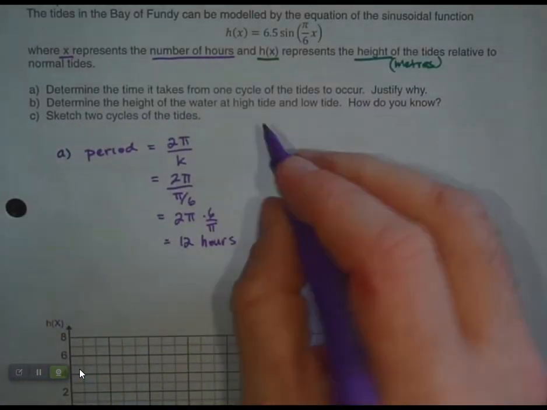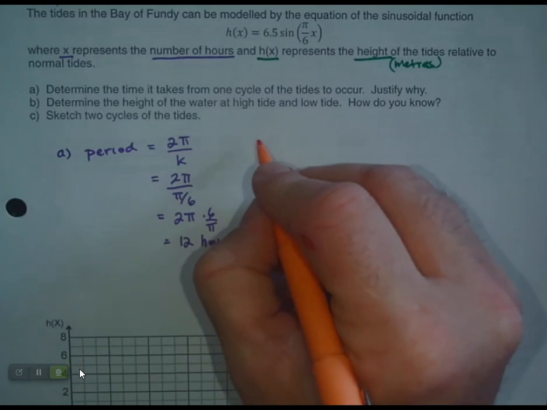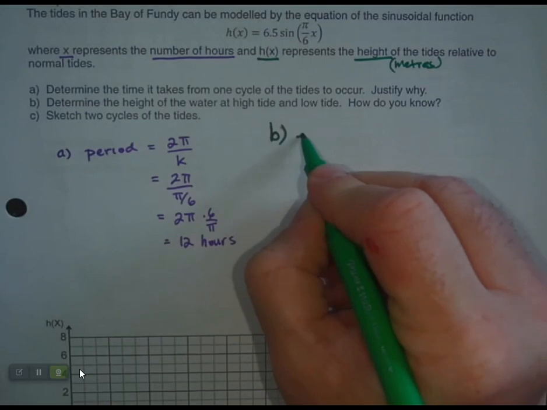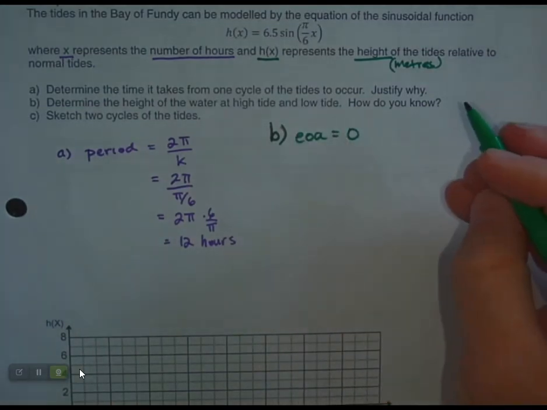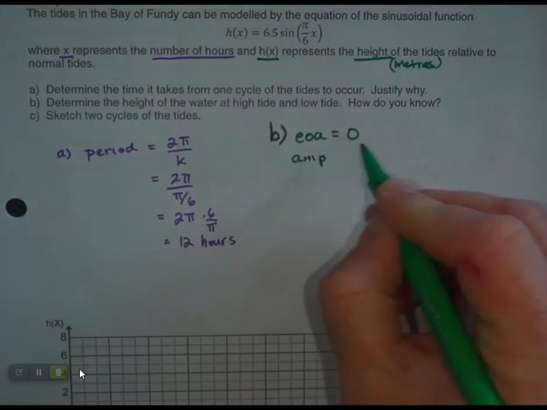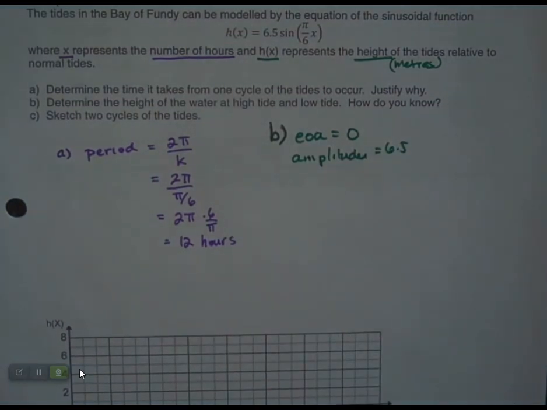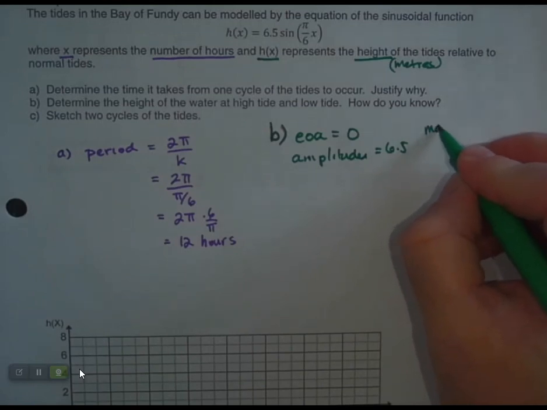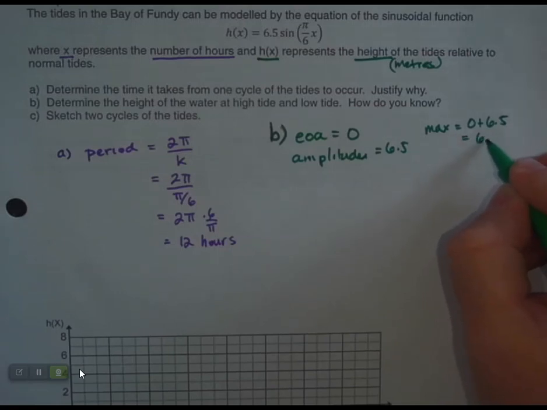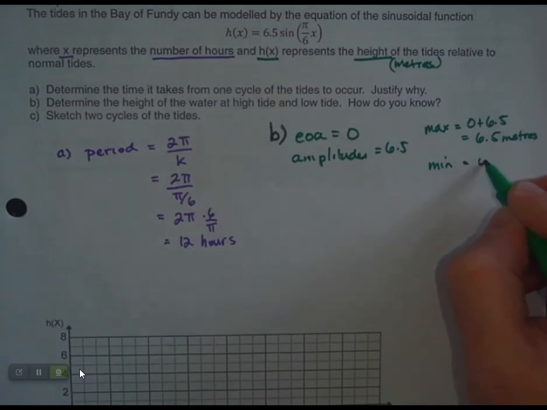How do you know? Well, that comes from our equation of axis. If I'm looking at that, my equation of axis here is 0. There's no vertical shift. And I know my amplitude is 6.5. So we know that our maximum height is 0 plus 6.5, and our minimum height is 0 minus 6.5.